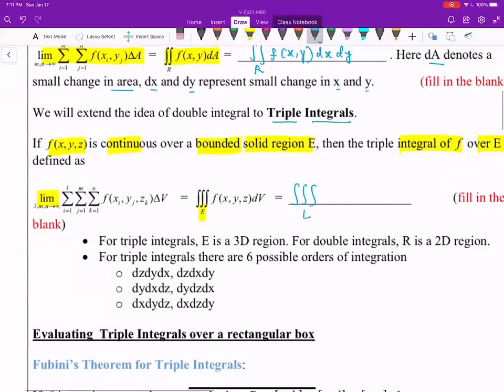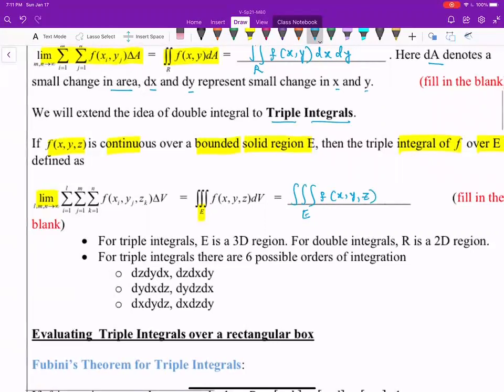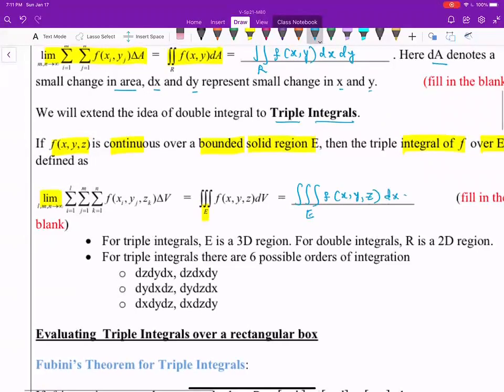which in turn can be written as the triple integral over the solid region E of f of x y z dx dy dz, in any order as long as you have the limits corresponding to the variables appropriately.